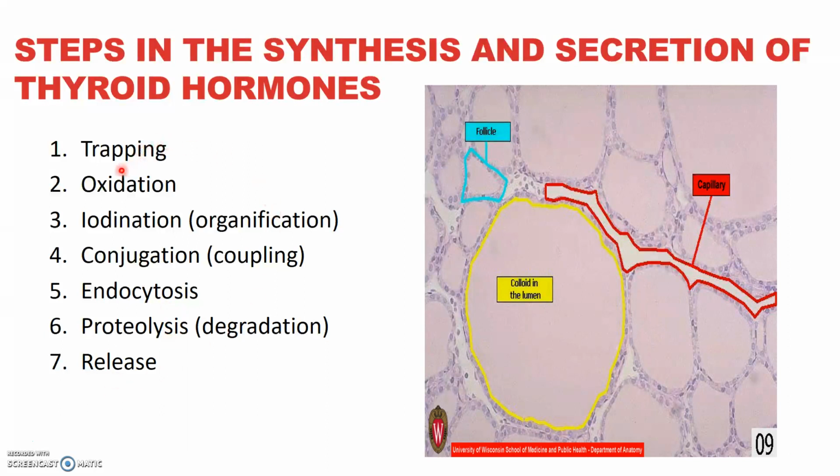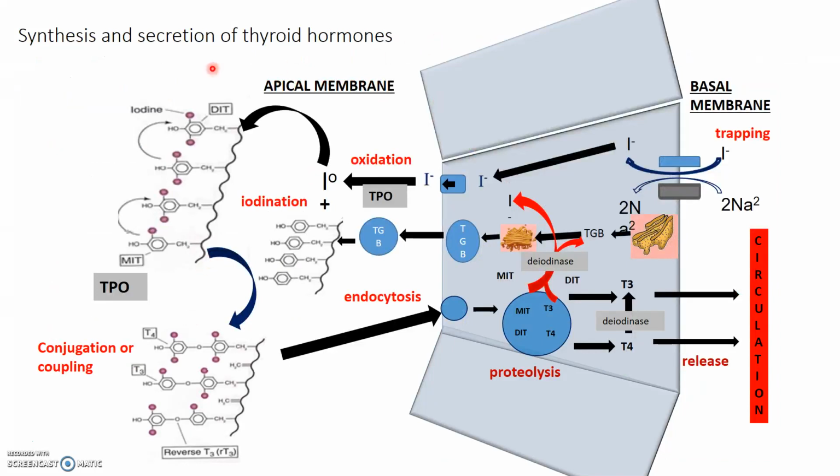There is also another step in between trapping and oxidation, where the iodine ion is released into the follicular lumen, but it is just not mentioned here. So basically there are 8 steps, but here we are just talking about the 7 main ones. Now we are going to get into the details of all these 7 headings.